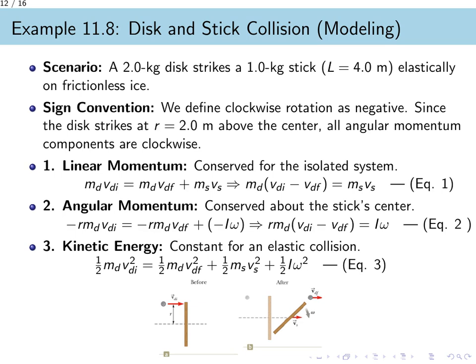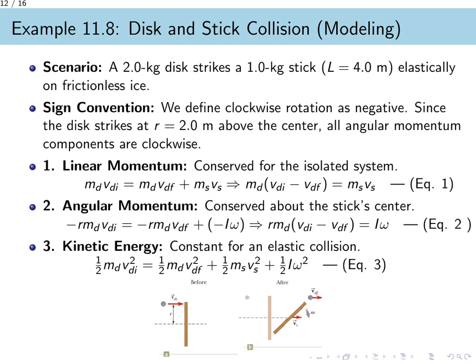This example examines an elastic collision between a moving disc and a stationary stick to see how multiple conservation laws work together. An isolated system is one where no net external force or torque acts upon it. In this scenario, we model the disc and stick on frictionless ice as an isolated system, allowing us to simultaneously apply the conservation of linear momentum, angular momentum, and kinetic energy.